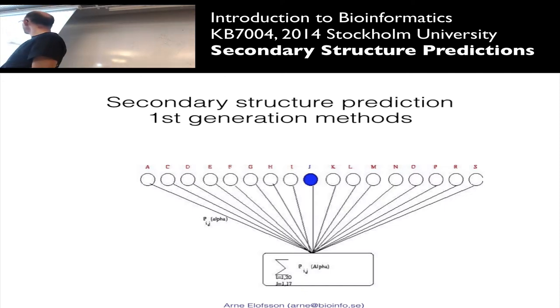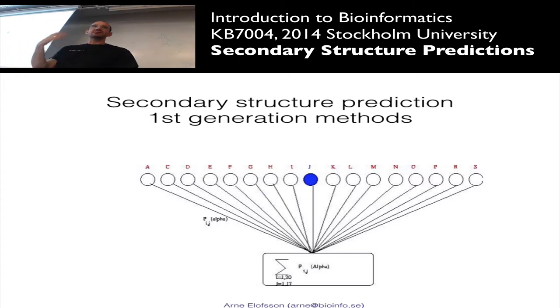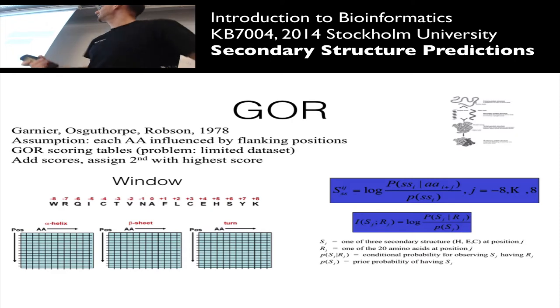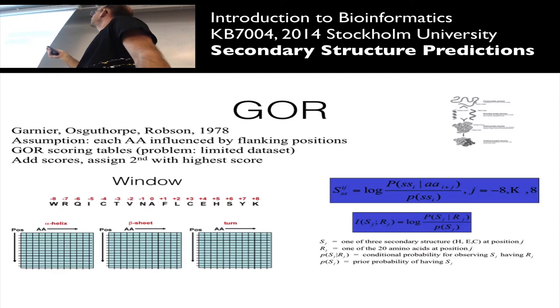So you sum up, but you don't sum up the probability that this is a helix. You sum up the probability that you have a methionine in this position and that the residue 3 residues before is a helix. These statistics you can just calculate from observations, and you can get all the probabilities and the sum of them.